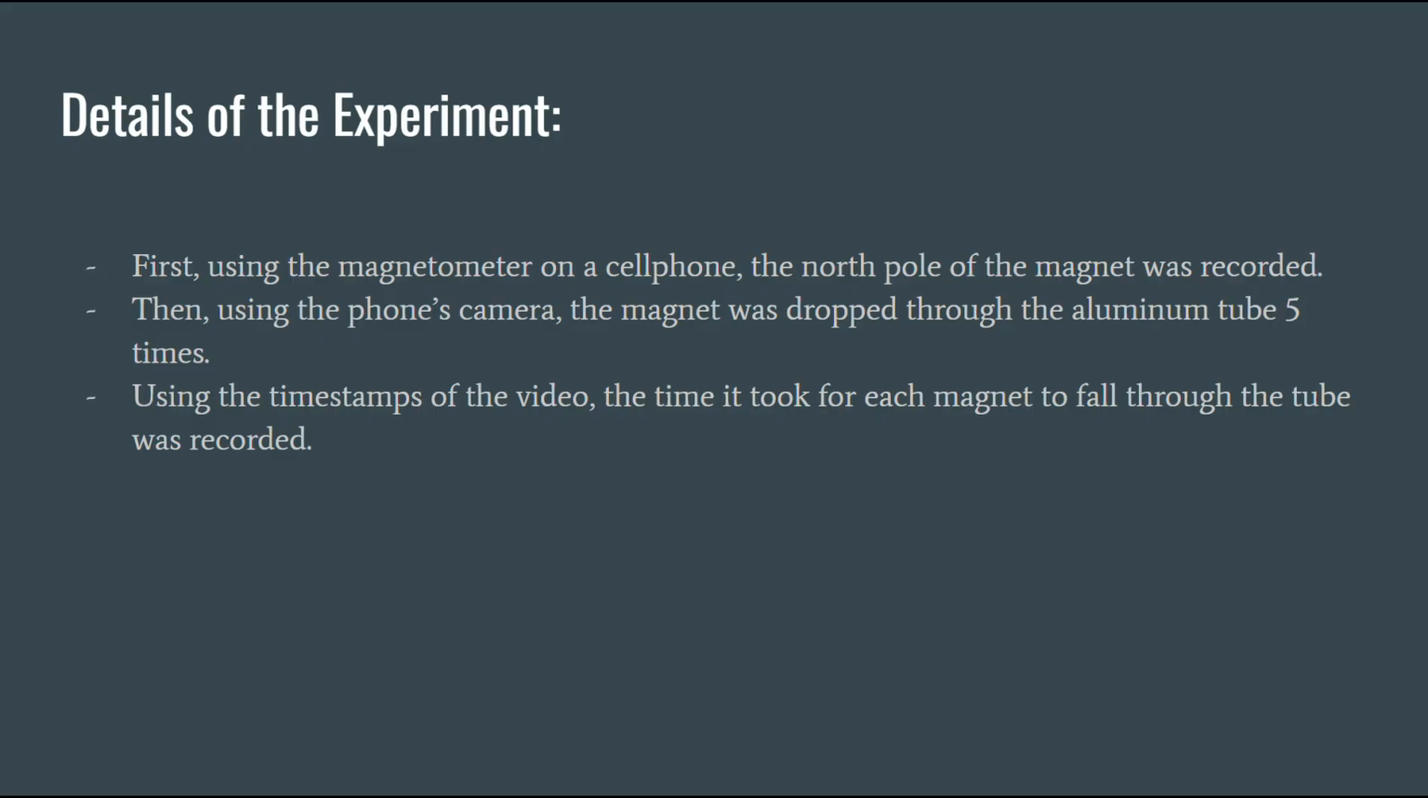Details of the experiment. First, using the magnetometer on a cell phone, we found the north pole of the magnet. Then we used the phone's camera to record us dropping a magnet through the tube 5 times. Then using the timestamps of the video, we were able to find the time it took each magnet to fall through the tube.